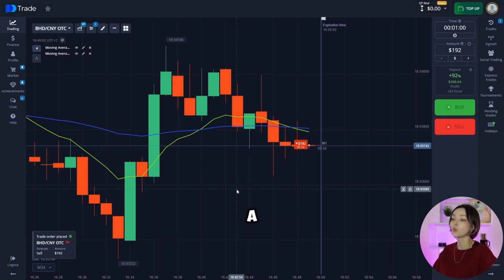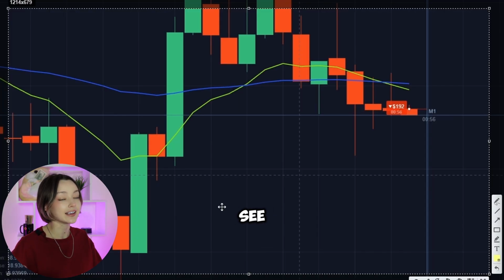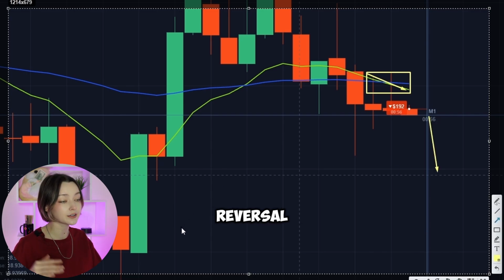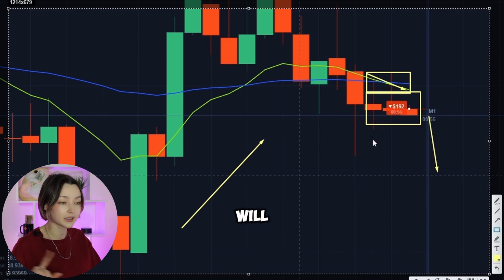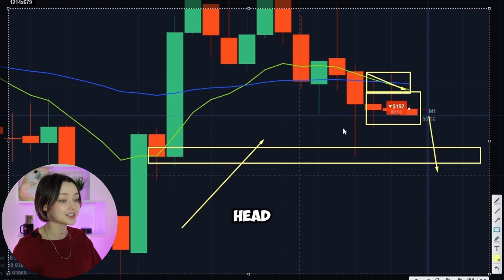So I opened a 1 minute down trade. Let's take a look at what we can see in the chart. First of all, I see an intersection where the green line crosses the blue line from top to bottom. This is a down signal and a trend reversal from up to down. I also see certain candle patterns here. We'll get back to their analysis soon. And I also see a certain support level here the price may be heading towards.